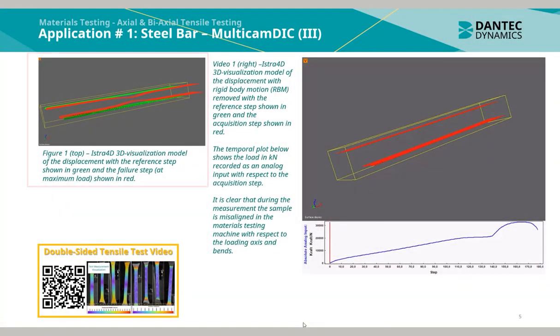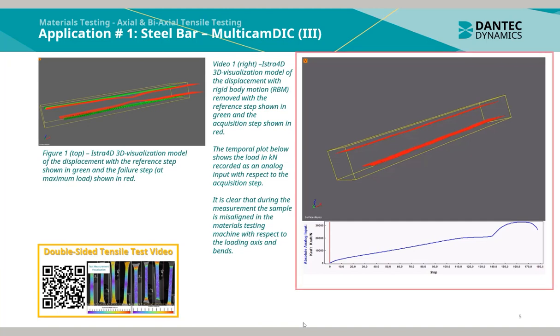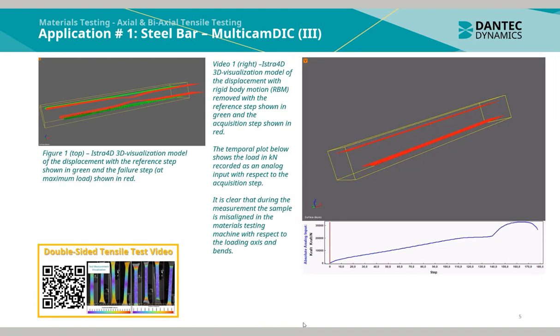In figure 1 to the top, we see the ISTA40 3D visualization model of the displacement with reference step shown in green and the failure step shown at maximum load in red. In video 1 to the right, we see an ISTA40 3D visualization model of the displacement with rigid body motion removed, with the reference step shown in green and the acquisition step shown in red.